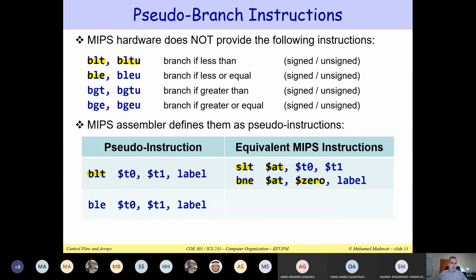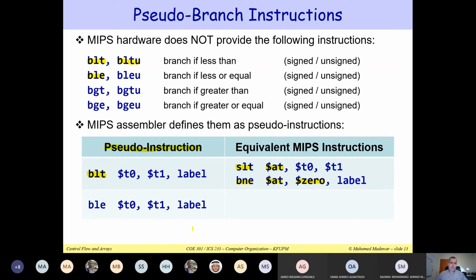So by using the sequence of instructions, set less than followed by a branch not equal, we now have a new pseudo instruction, which is branch less than. There is no real instruction which is branch less than. It is defined as a pseudo instruction, and the assembler translates it into a sequence of 2 instructions. Set less than and branch not equal are basic instructions which are implemented in the hardware.